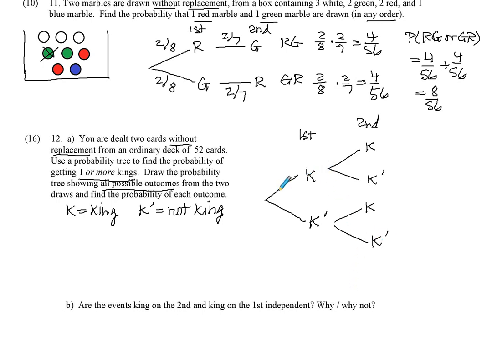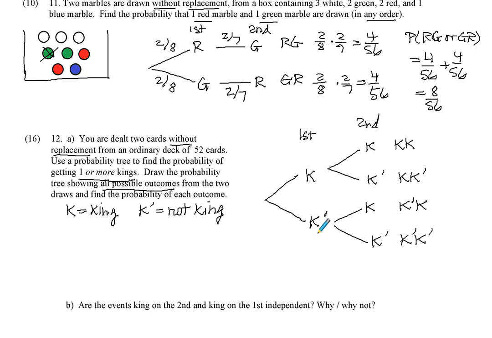So our outcomes here are king on the first, king on the second. So that's K and K. Or king on the first, not king on the second. K and K prime. Or not a king first, king on the second. So it's K prime K. Or we could draw 2 cards that are both not kings. So K prime, K prime.